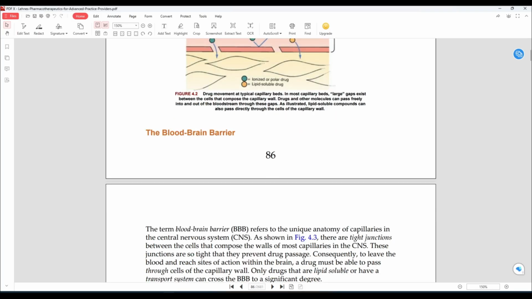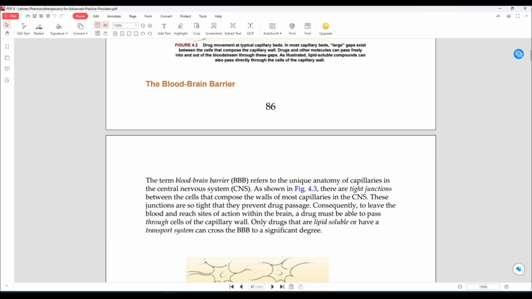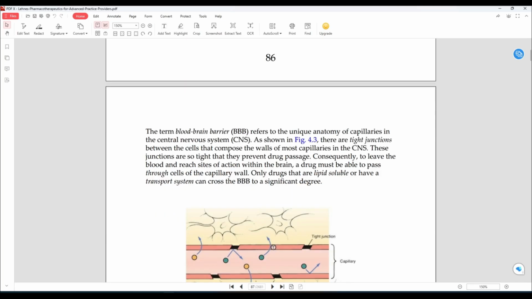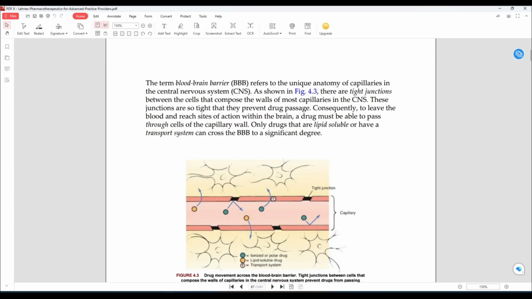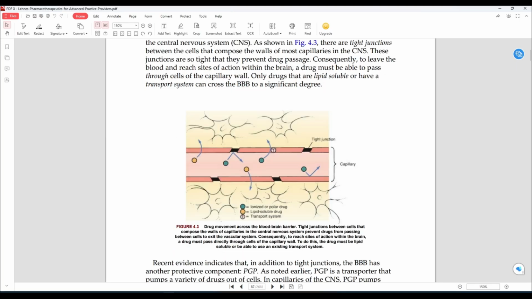But that brings us to the blood-brain barrier, or BBB, which refers to the unique anatomy of capillaries in the central nervous system. As shown here in the following figure, there are tight junctions between the cells that compose the wall of most capillaries in the CNS. These junctions are so tight that they prevent drug passage. Consequently, to leave the blood and reach sites of action within the brain, a drug must be able to pass through cells of the capillary wall. Only drugs that are lipid soluble or have a transport system can cross the blood-brain barrier to a significant degree.